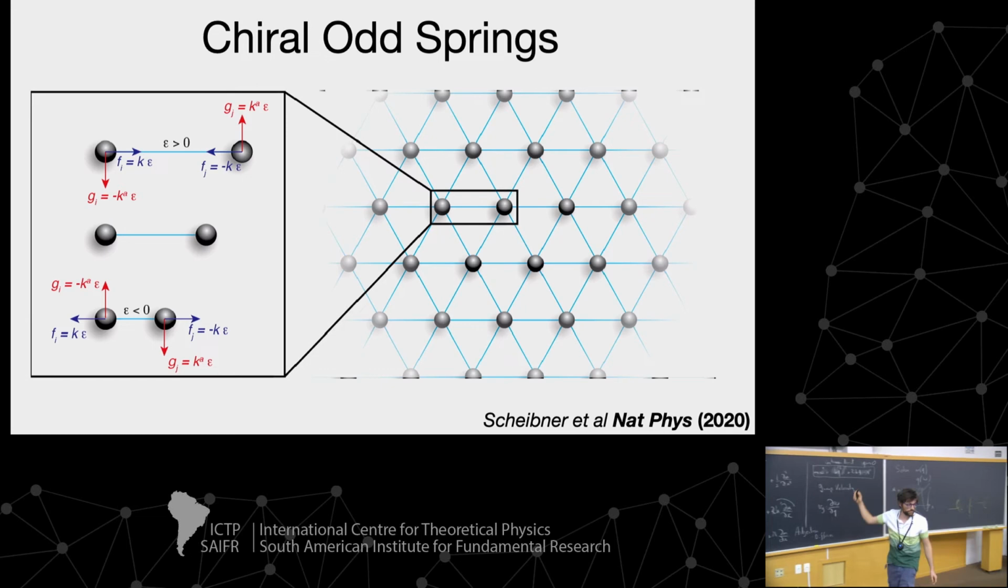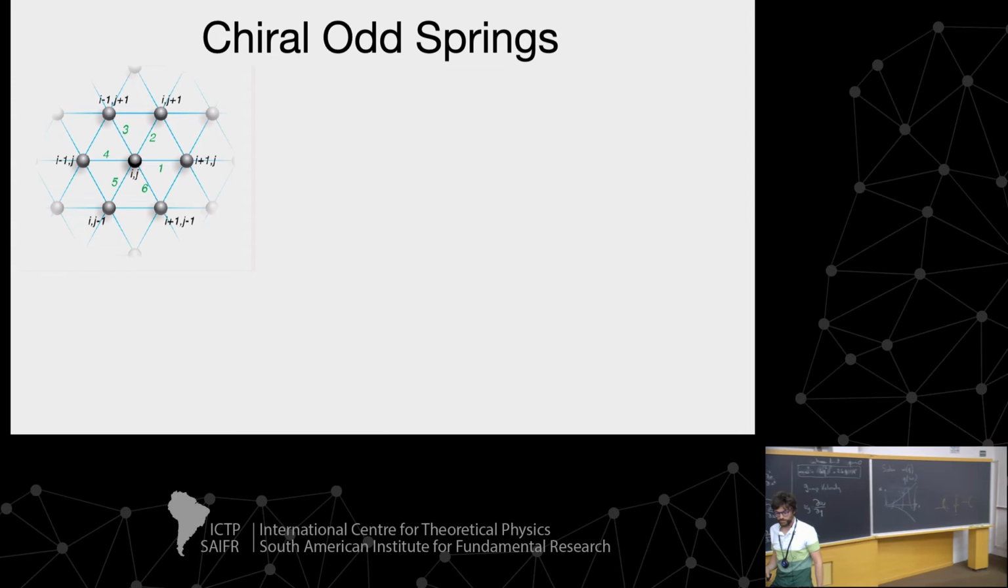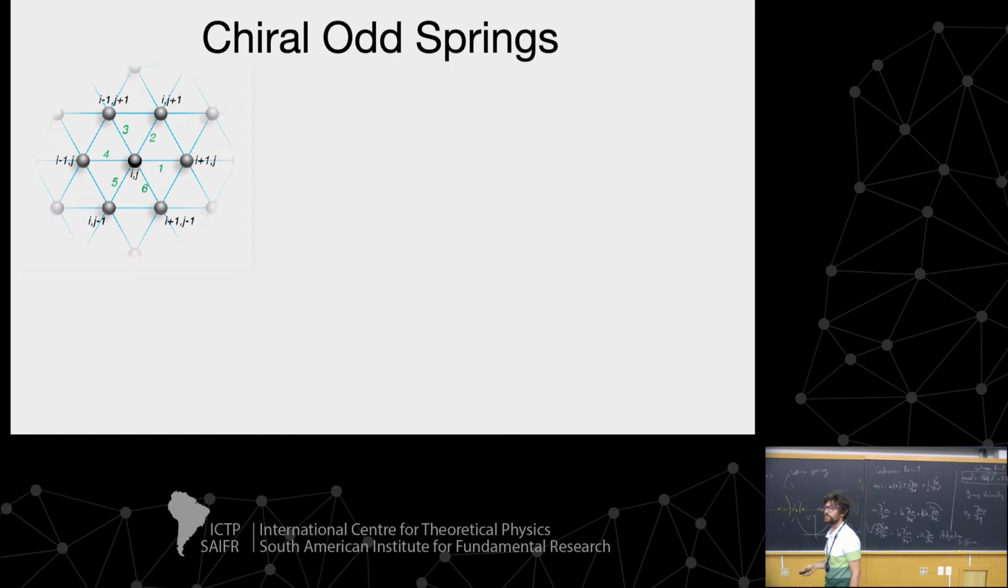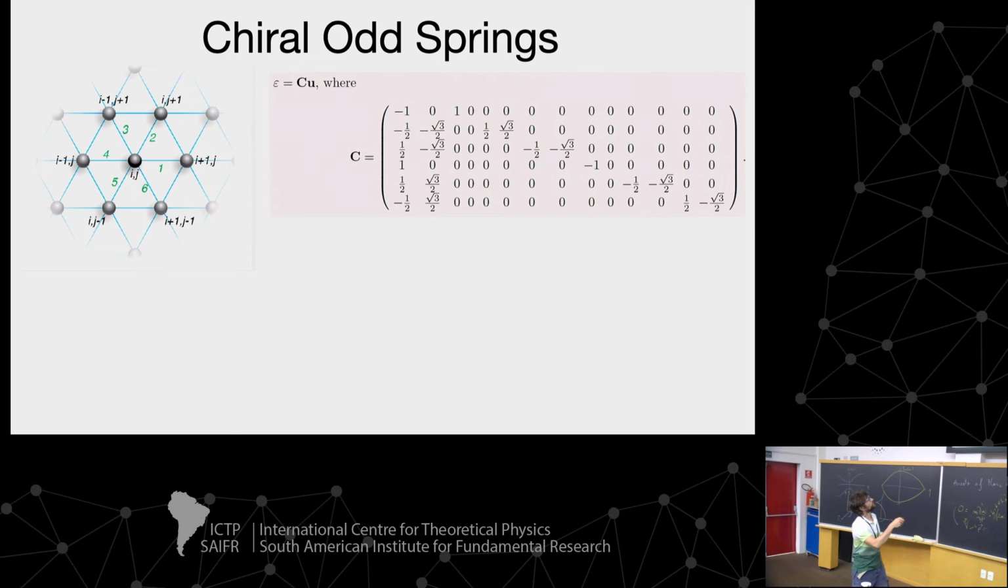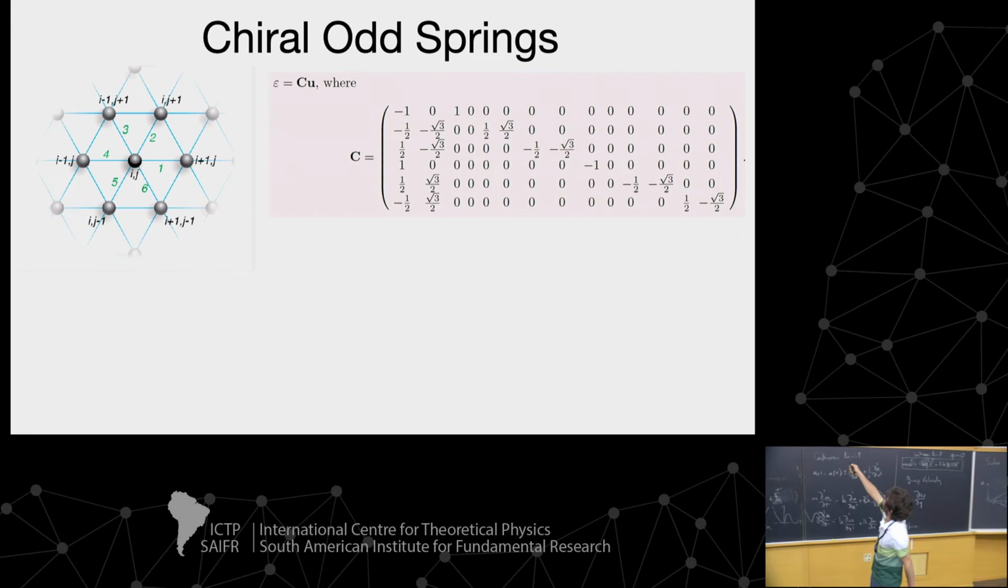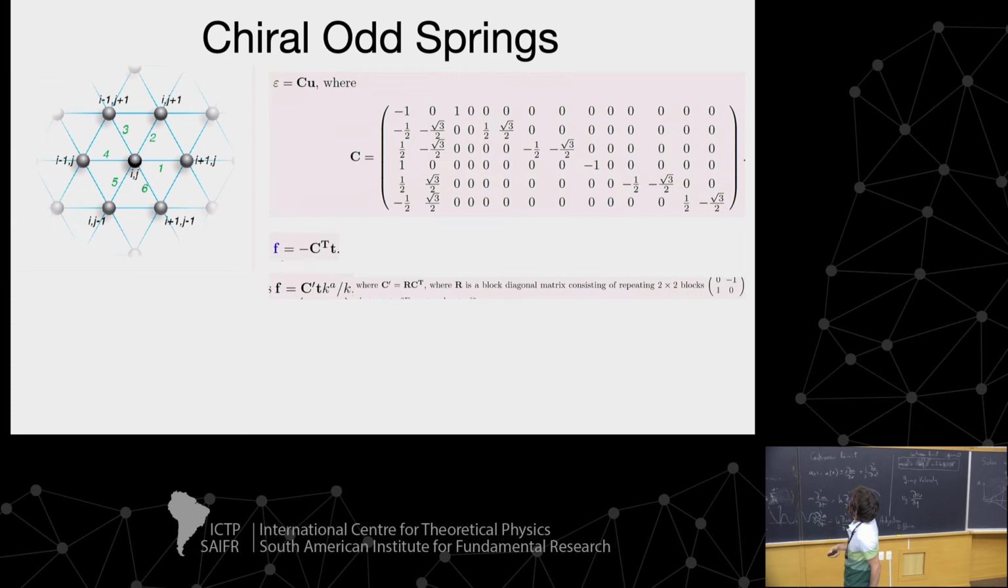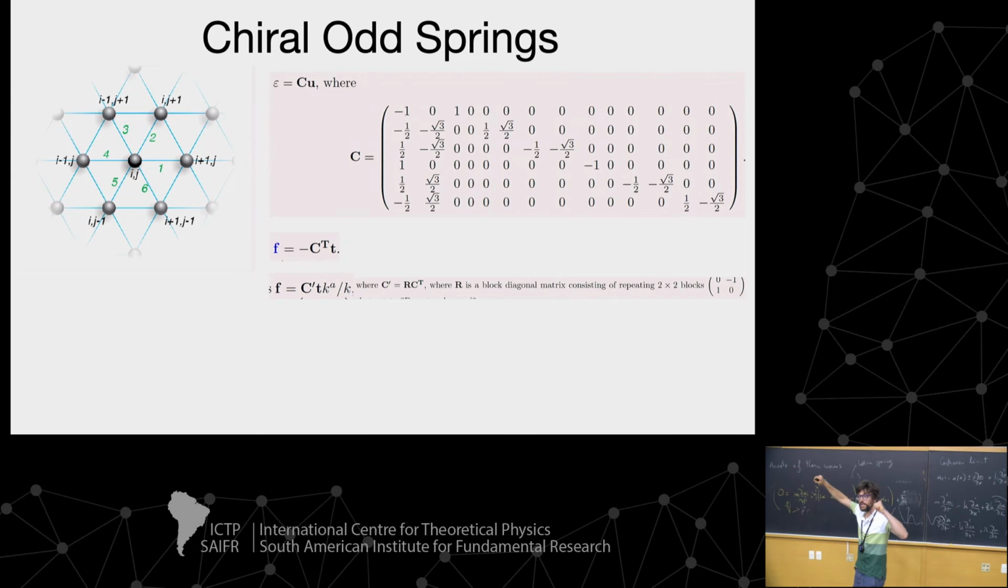We don't have the time, and we're tired, but I had planned this exercise where you could compute the compatibility matrix. This is what it would look like if you do things carefully. It relates the displacements to the elongation. And you can express the elastic forces by using the transpose of the compatibility matrix that relates to the tension in the springs.